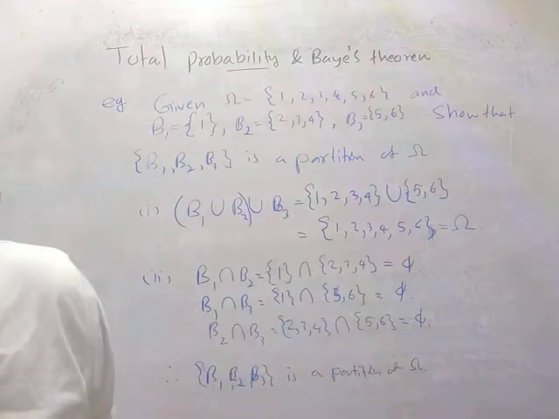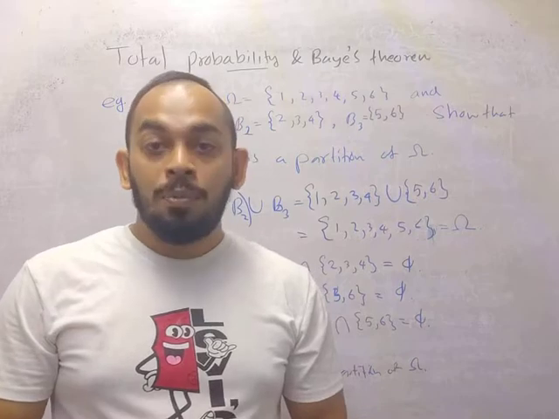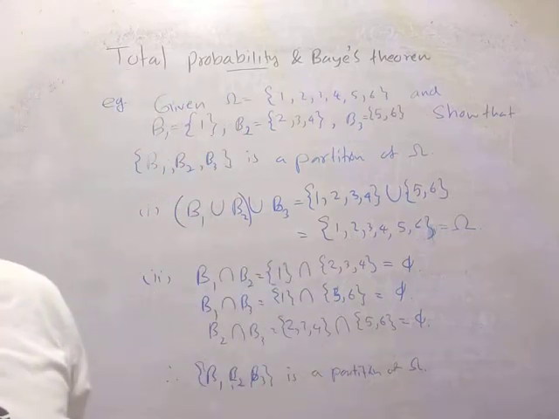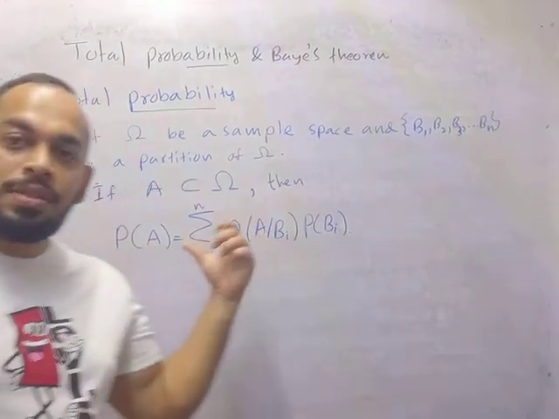Now let's look into total probability. Let's see what total probability is. So this is total probability.